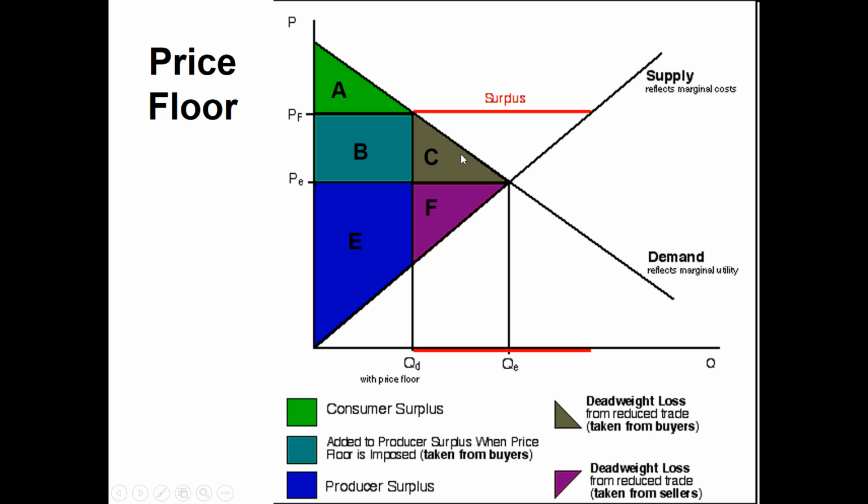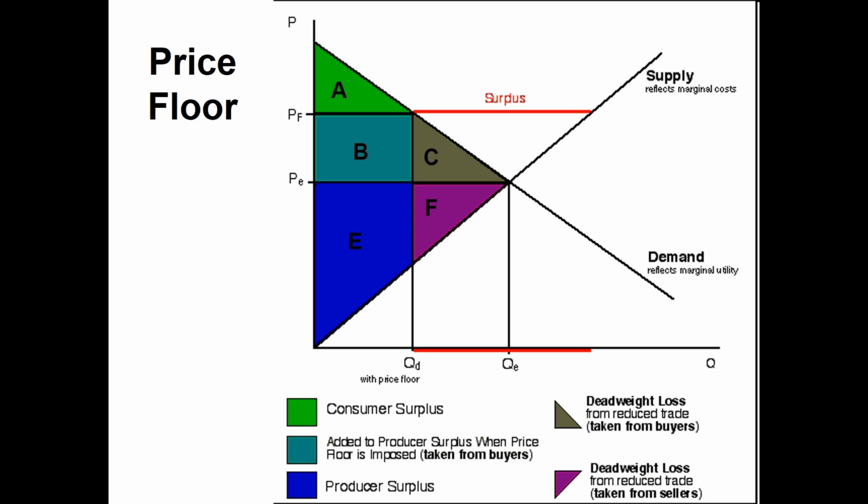You can also break apart that deadweight loss. They've done so here with colors, so that the browner triangle, area C, is deadweight loss that used to be consumer surplus, and the purple F is deadweight loss that used to be producer surplus. So those are price floor, price ceiling graphs.